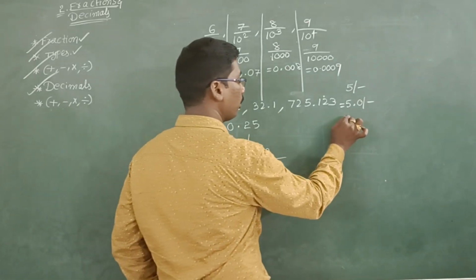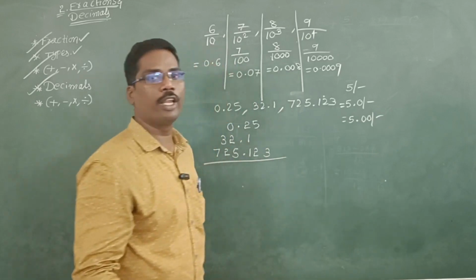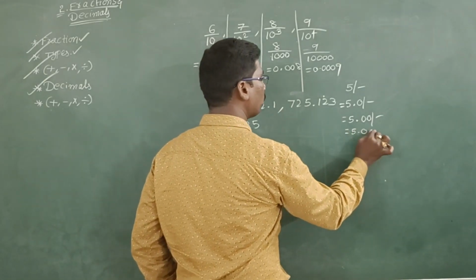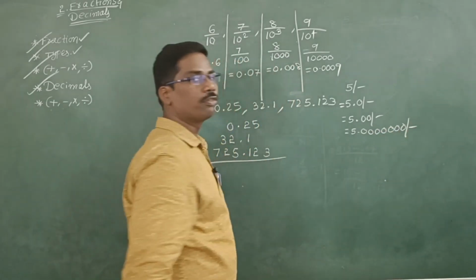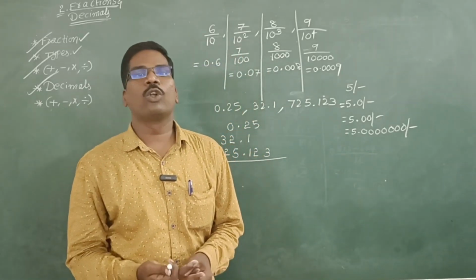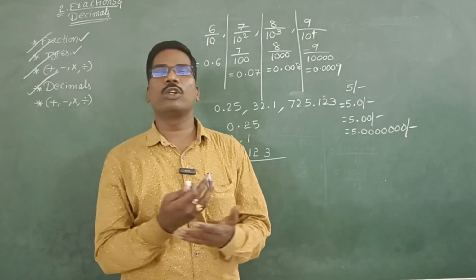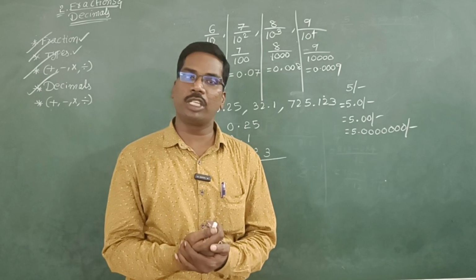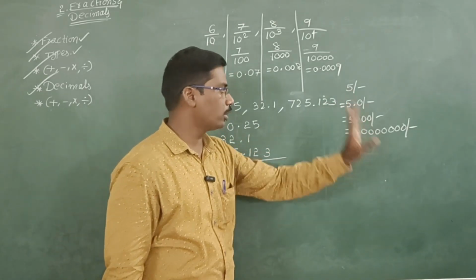I have 5.00 rupees. Same only. That is 5 rupees only. I have 5.000000 rupees. 5 rupees only. It means after the point, the zero has no value. So after the point we can keep as many zeros as we want. So this is 5 rupees, this is 5 rupees, this is also 5 rupees, this is also 5 rupees.